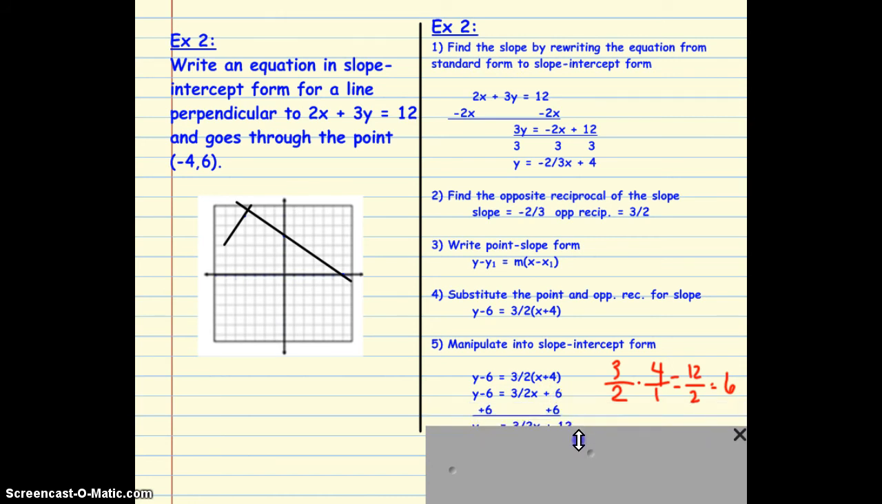Then we need to get the y by itself, so we're going to get rid of the -6 by doing the opposite of adding 6 to both sides, and we end up with y equals 3/2 x plus 12. So that's the equation of this line that is perpendicular to our given line, and it goes through the point -4, 6. So y equals 3/2 x plus 12.